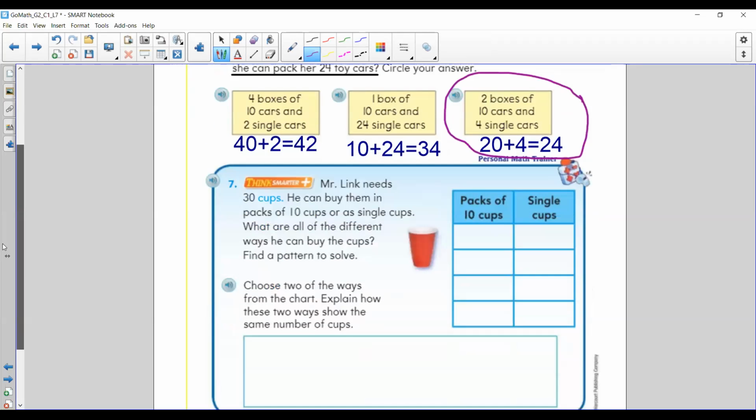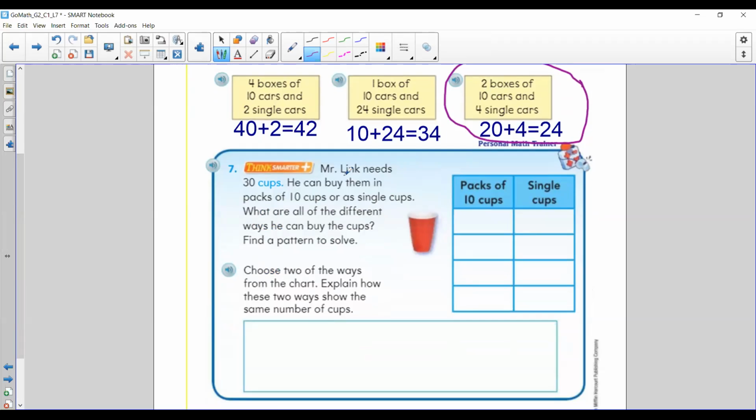And for our last problem, Mr. Link needs 30 cups. He can buy them in packs of 10 cups or as single cups. What are all the different ways he can buy the cups? Find the pattern to solve. Okay, so we want to know all the different ways that he can buy the cups. And we know that he can buy them in packs of 10. You know, a lot of things come in packs of 10. And then sometimes you can just buy a single cup like this.